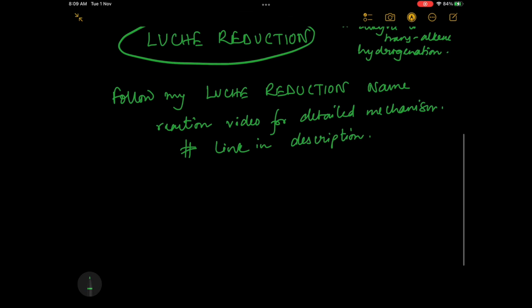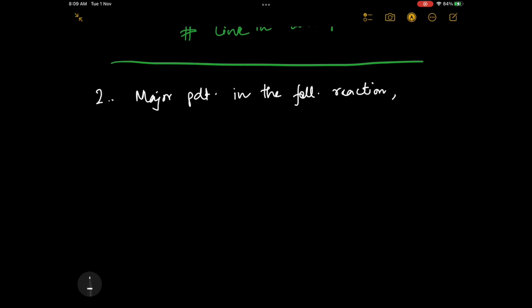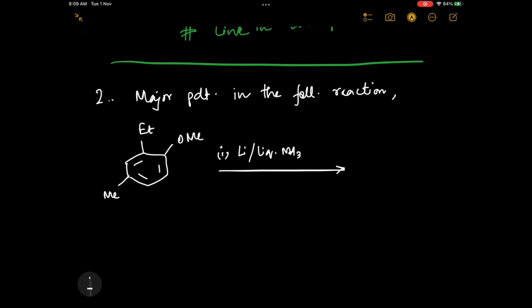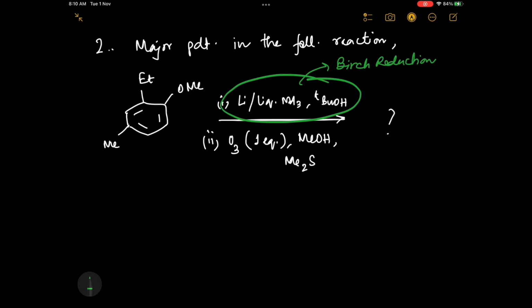Okay. So going to the next question, the second question, we can see that they have asked us for the major product in a reaction that has been given. They have provided us with a reagent which is a benzene moiety, in which there are three substitutions, that is methyl, ethyl and methoxy groups. The first reagent is the Birch reduction reagent, which is lithium, liquid NH3 with t-butanol. And the second reagent is for the ozonolysis reaction, that is O3 1 equivalent and methanol and Me2S.